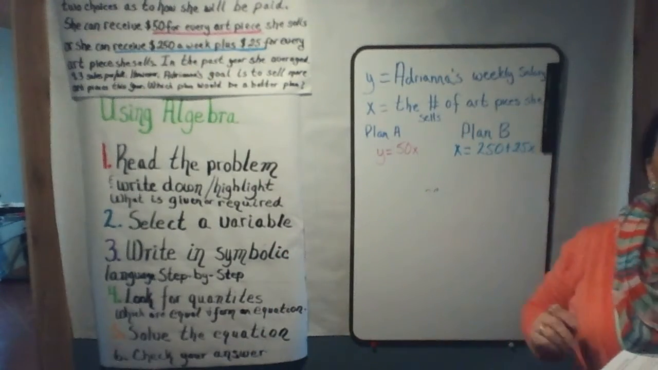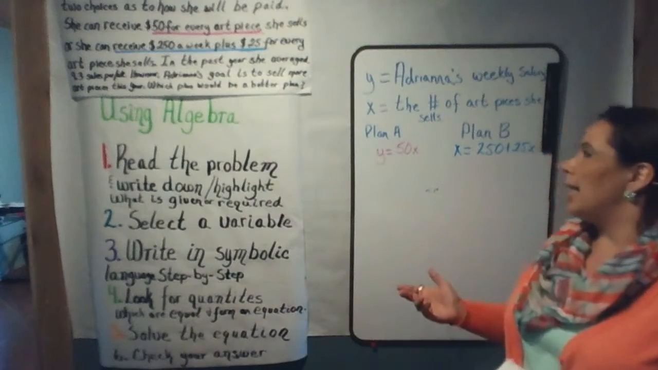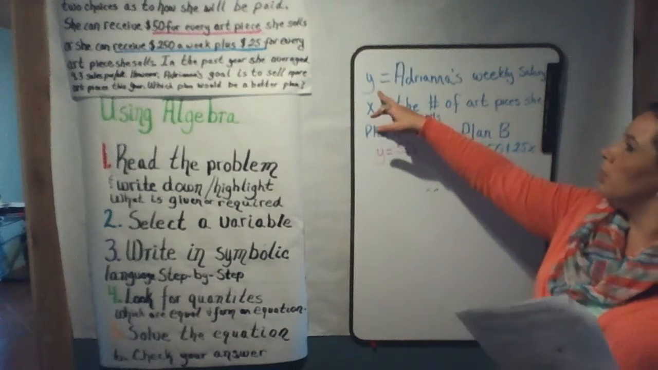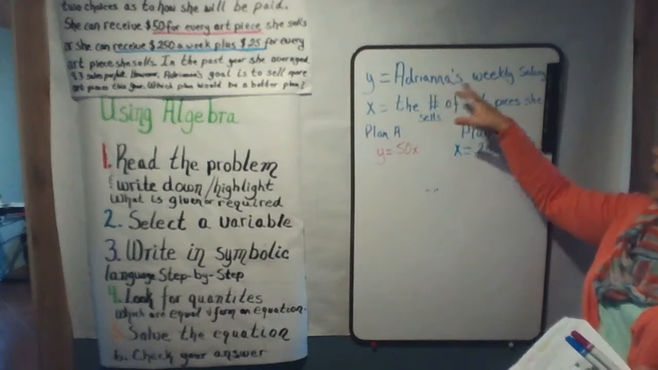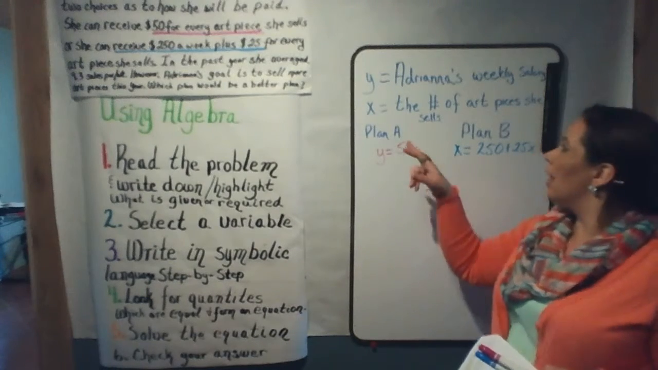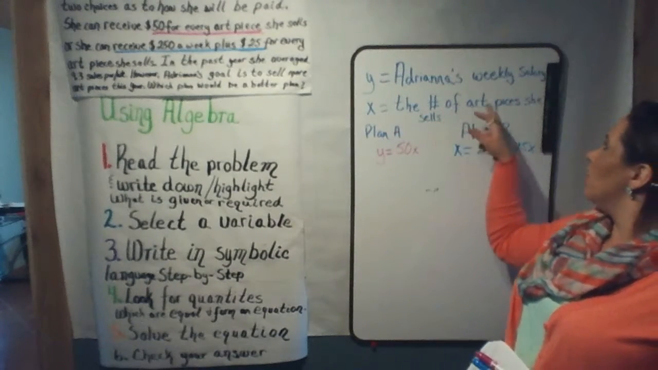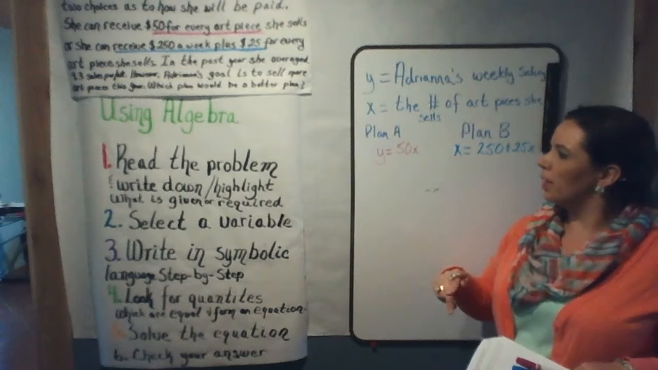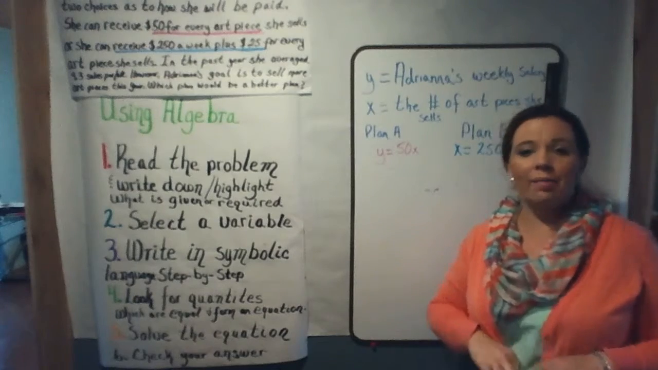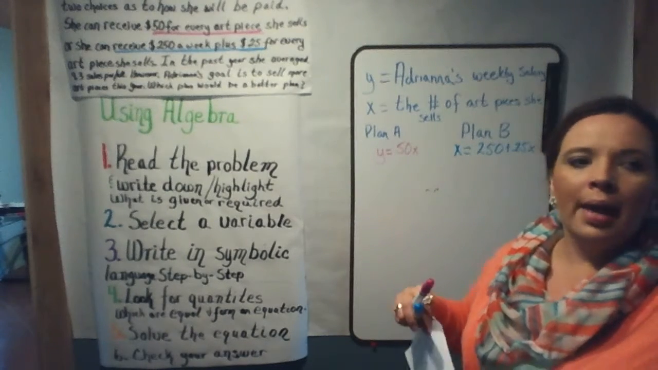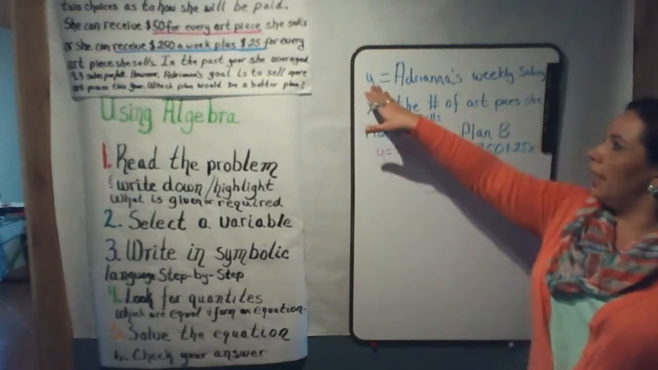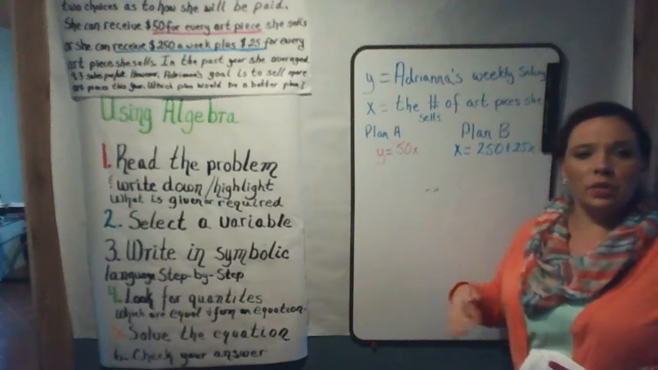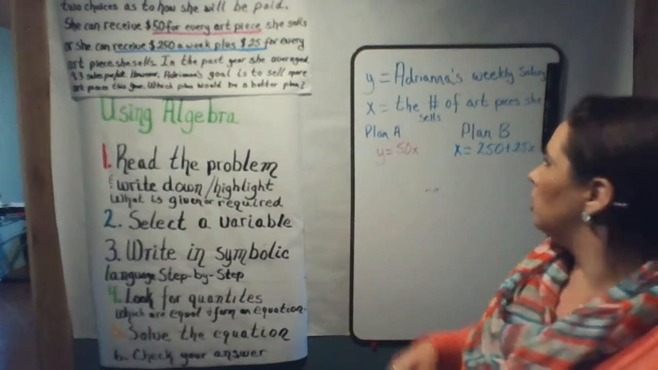Okay, we're going to select a variable. I selected X and Y. X and Y is popular in math, so I'm going to have Y equal Adriana's weekly salary, X equal the number of art pieces she sells. Okay, so these are my two variables. Yes, Emily, you could have any variable that you want. If you want A and B, just make sure that you put, let A equal this and let B equal that. You have to let us know what your variable is equaling.